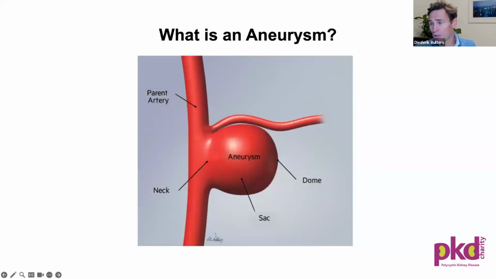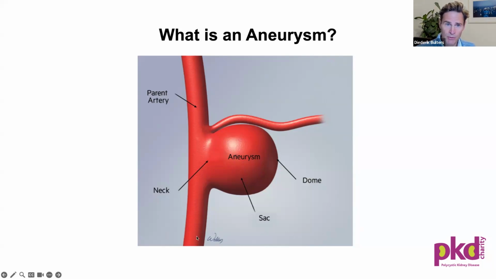So the starting point for this evening is really to talk about what is an aneurysm, because it's a word that's used quite a lot, but I think a lot of people don't really know what it is. People often say, is that a clot in the brain, or not quite sure. So what it is, it's an abnormality of a blood vessel, and in this case, we're talking about blood vessels in the brain. And what happens is you get a weakness in the blood vessel.